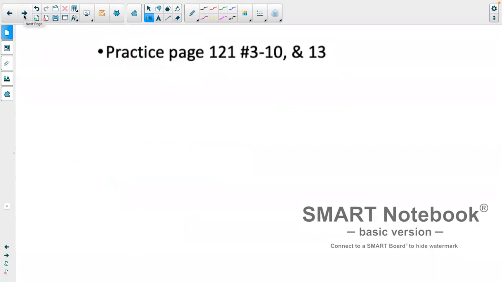Now, practice for this section starts on page 121.